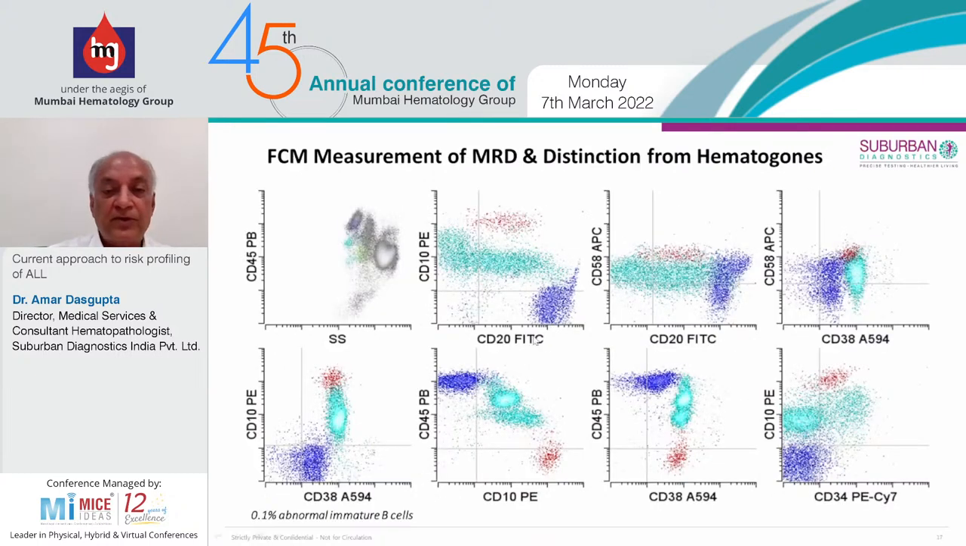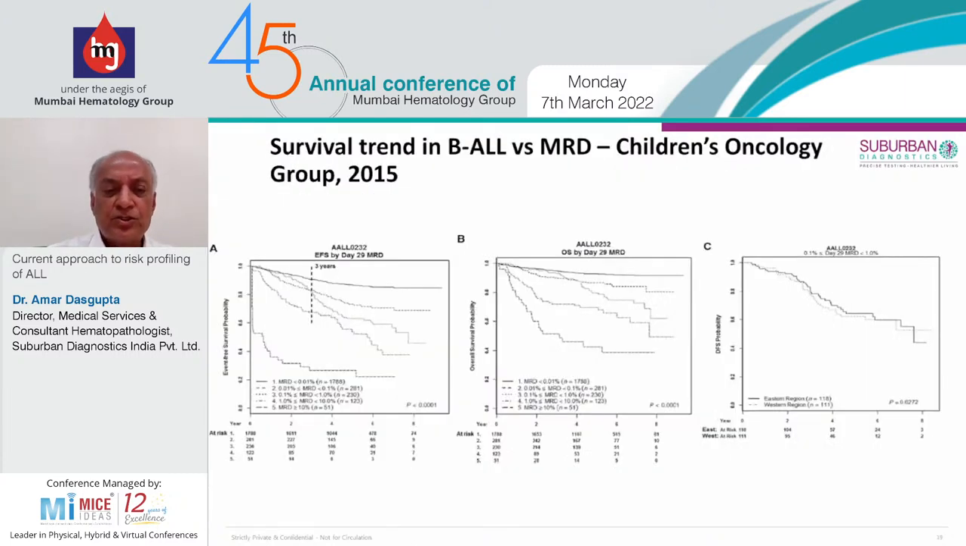And this is an example of how the MRD can be picked up in a patient who has been treated for ALL. As you can see here, the red dots represent the residual leukemic cells, and they stand out from the remaining dots in the scatter plots, while the blue, purple and green are the representatives of the hematogones. The leukemic cells stand away from the normal hematogones by virtue of the difference in the antigenic profile of these cells. So that's all I'd like to say.